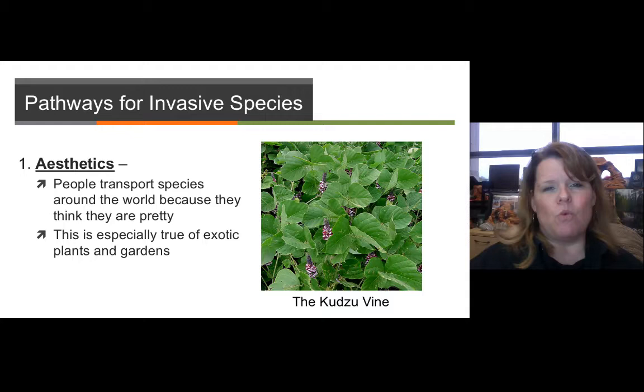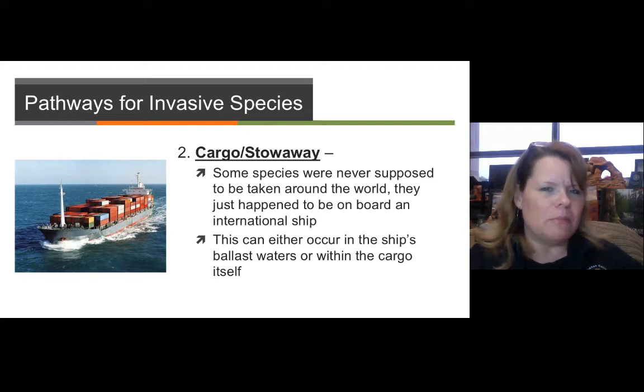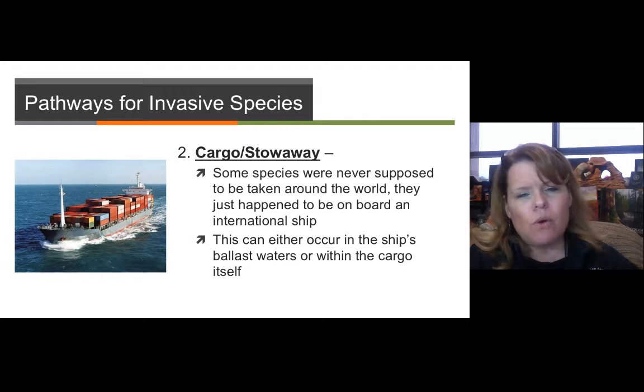A very common way for many invasive species, a pathway that is, to make it to another continent is via cargo and stowaway. In other words, they're in a ship like this, a freighter. Some species were never supposed to be taken around the world, but they basically hitchhiked. They got on board an international ship because of something called ballast water, which we'll talk about in a minute.